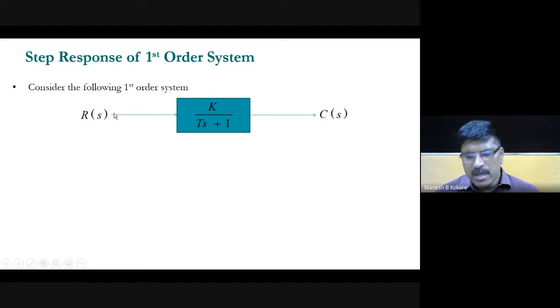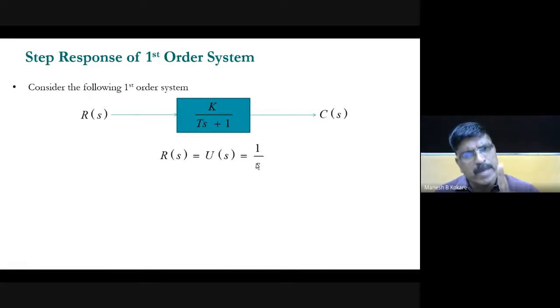So you know that the Laplace transform of a step input is 1 by S. The Laplace transform of unit impulse input is 1. Laplace transform of unit step is 1 by S. Laplace transform of unit ramp input is 1 by S square, and Laplace transform of unit parabolic input is 1 by S cube. So here we have changed from impulse to step input. So R of S is equal to 1 by S.